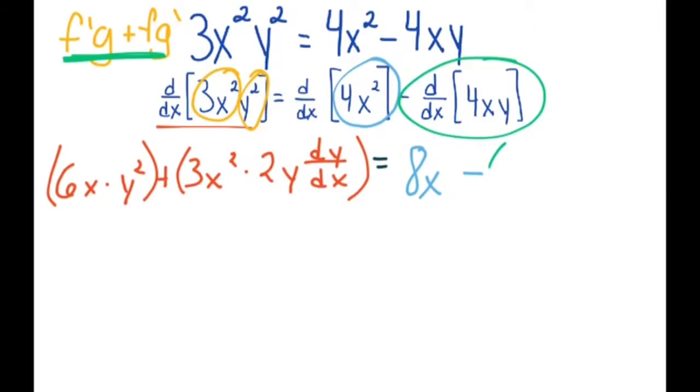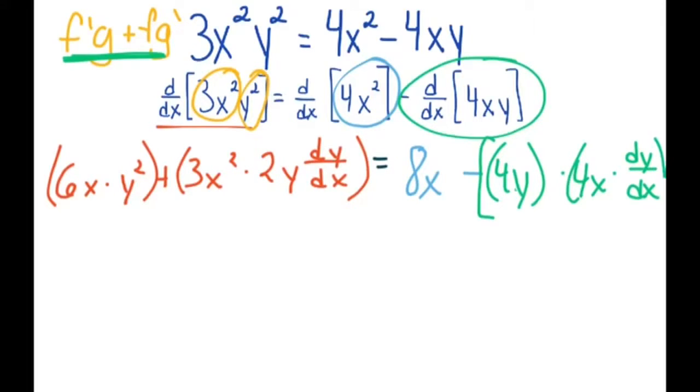So when you find the product rule of this, you would get 4y plus 4x times dy over dx. You found the derivative of the first term times the second term, so 4y, plus 4x times dy over dx.